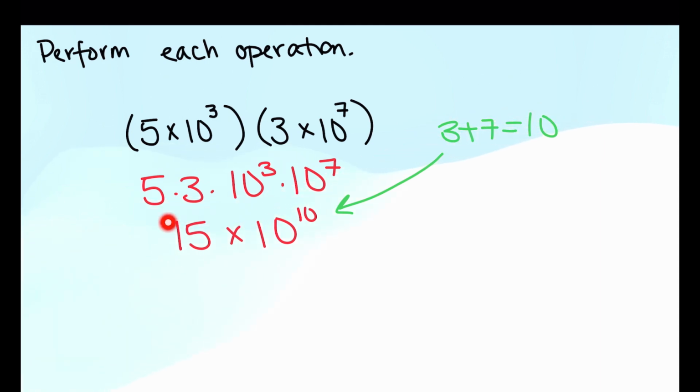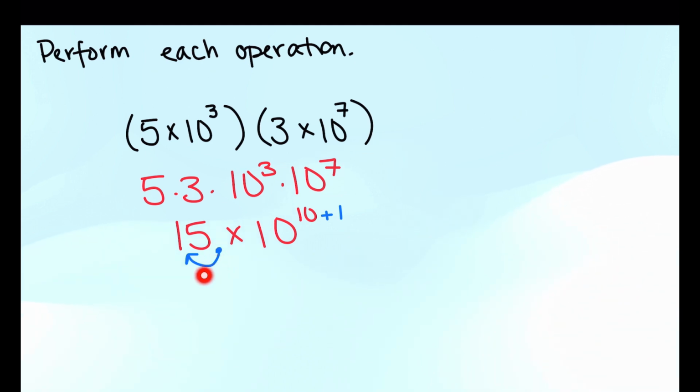It's actually not, because the 15 is too big. We need to make this 15 smaller. We can only have one digit to the left of the decimal in scientific notation. So I'm going to take my decimal, move it one place to the left to make this a 1.5. I just took a number that was big and I made it smaller. So I'm going to make the exponent bigger. That's how I remember it. If you make the number smaller, to balance it out, make the exponent bigger. I move one place, so I'll add 1 to my exponent. I get 1.5 times 10 to the 11th.